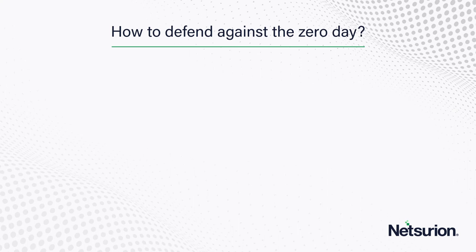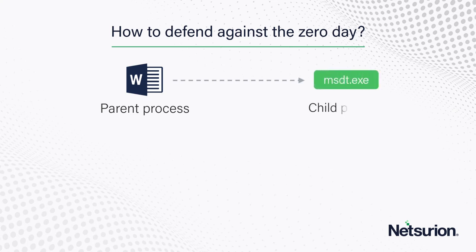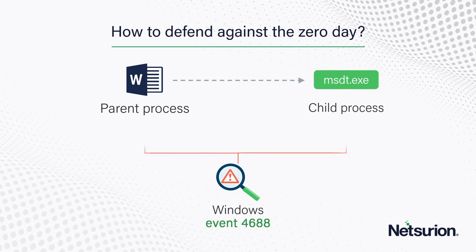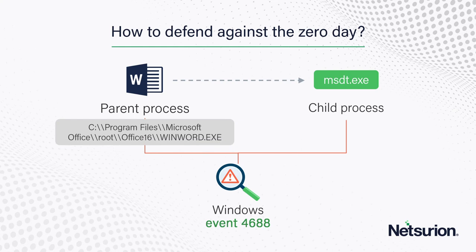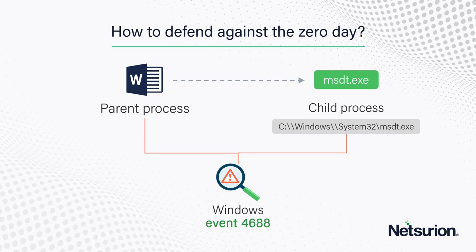Well, as I said, the attacker is using a well-known program, in this case, Microsoft Word, the parent process, to launch a rarely used program, in this case, msdt.exe, also the child process. So guess what? Windows generates the operating system event 4688, which identifies both the parent and the child processes. And in this instance, you'd see the parent process being winword.exe and the child process being msdt.exe.